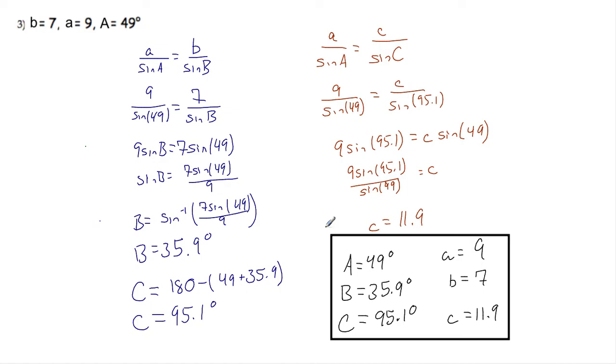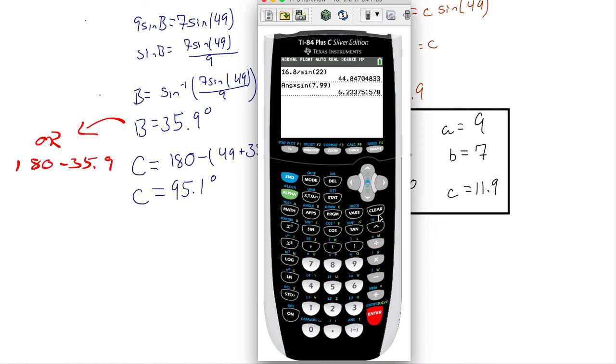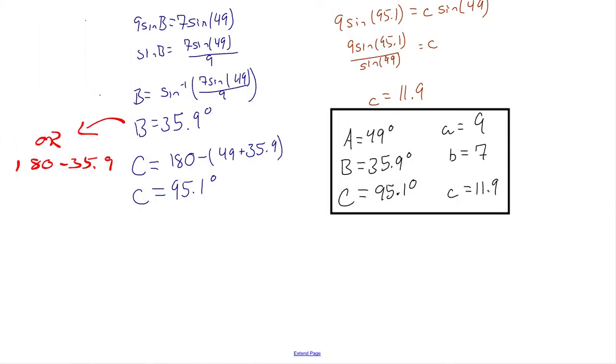So here, I don't work this out, but angle B could be this, or it could be 180 minus 35.9. And so if we do that, it's 180 minus 35.9. I get this, 144.1. Huge. So that means that B equals 144.1 degrees.